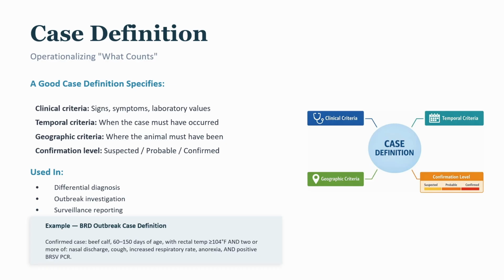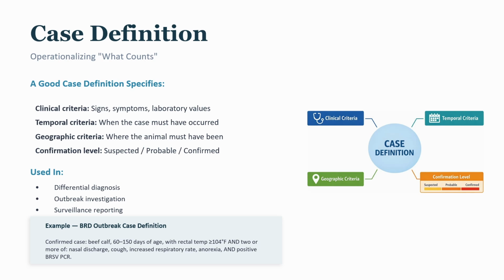The case definition is one of the most fundamental and most underappreciated tools in all of epidemiology. It answers a deceptively simple question: what counts as a case? Without a precise, explicit operational case definition, you cannot enroll a study, run a surveillance program, or investigate an outbreak, because you don't know who qualifies. A well-constructed case definition has 4 components.